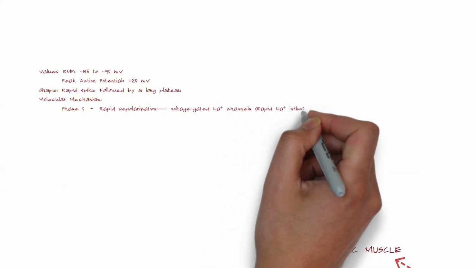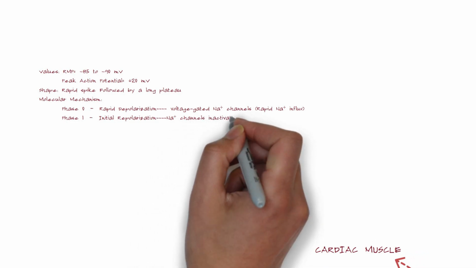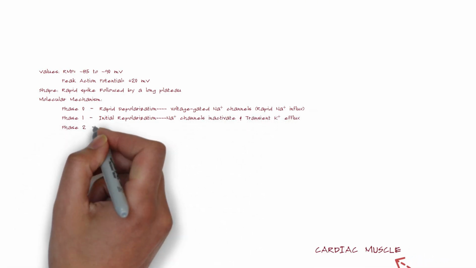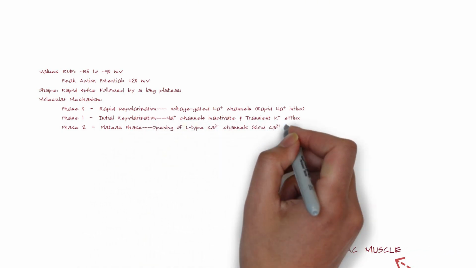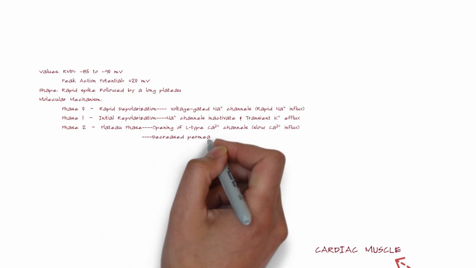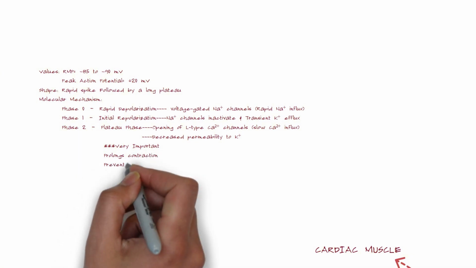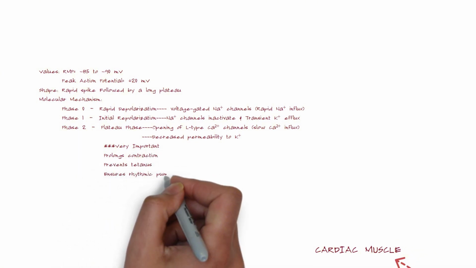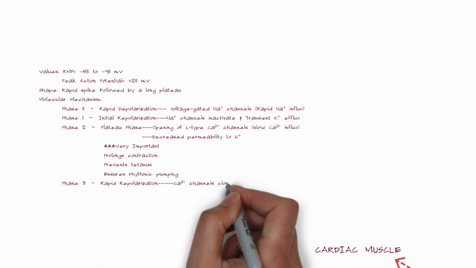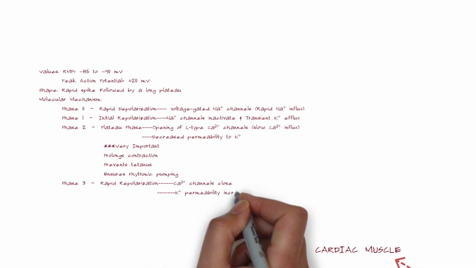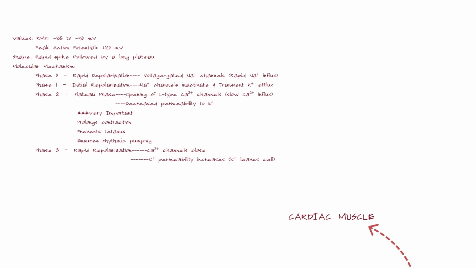Phase 0 is the rapid depolarization caused by voltage-gated sodium channels, so sodium in. Phase 1 is a brief initial repolarization with a transient potassium efflux, while phase 2 is the plateau phase. Here the potassium stops and the calcium starts. The calcium channels open and allow the influx of calcium. Remember, the plateau is important because: 1, it prolongs the contraction; 2, it prevents tetanic contraction; 3, it maintains the rhythmic pumping.